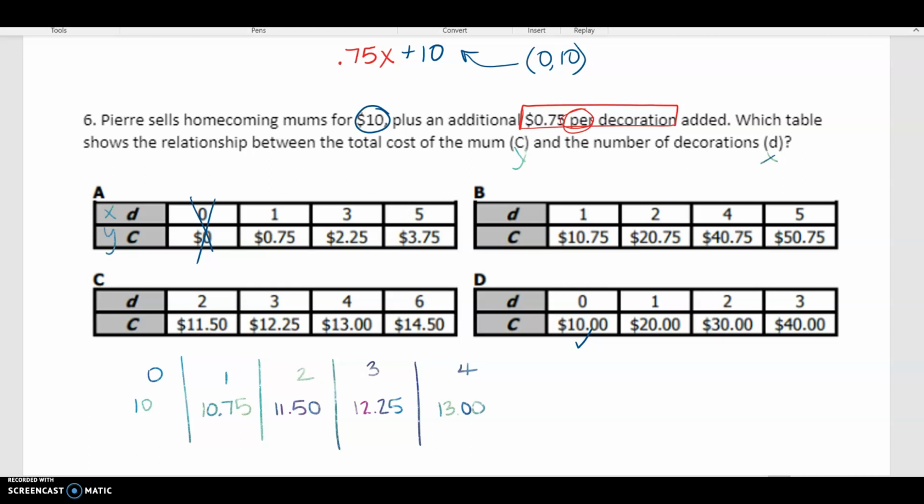Okay, so I'm down to either B or C. And if I look at B, 1 and $10.75, well, that looks fantastic. 2 and $20, well, I'm not adding $10 each time. I'm not multiplying the 10. So no, that one's not wrong, or not right. But these look good so far. So it looks like our answer is C. Okay.